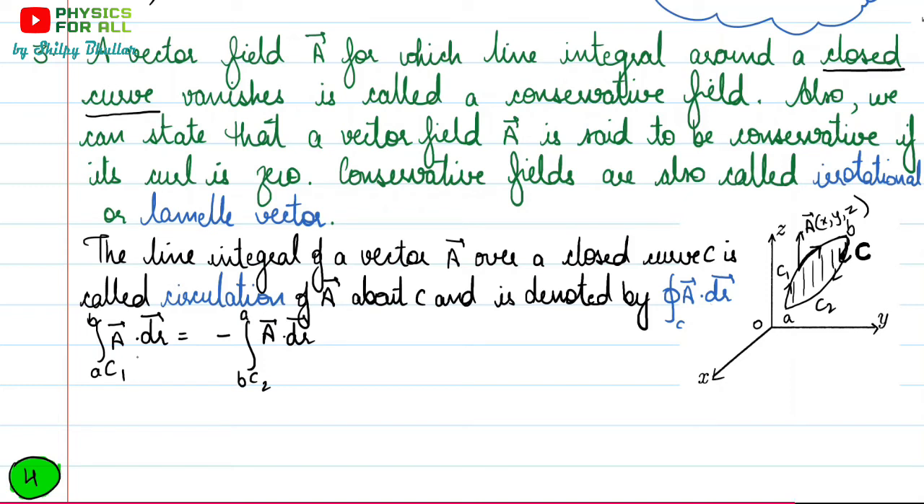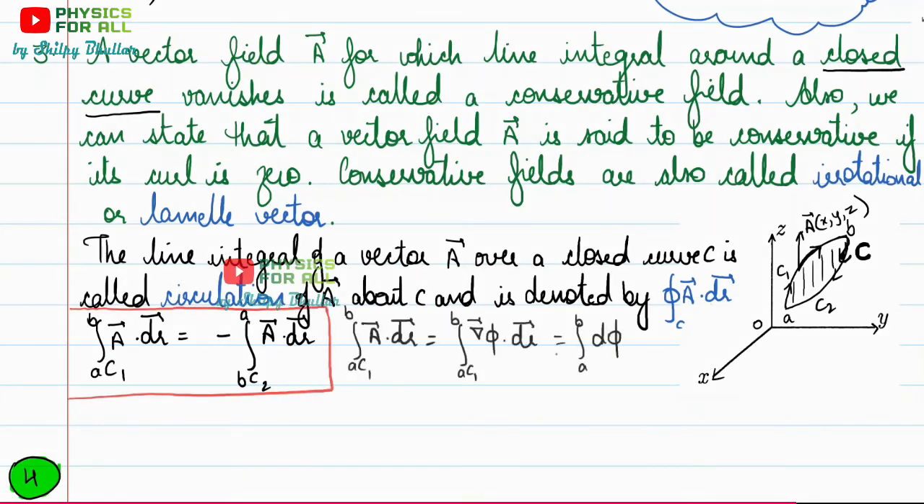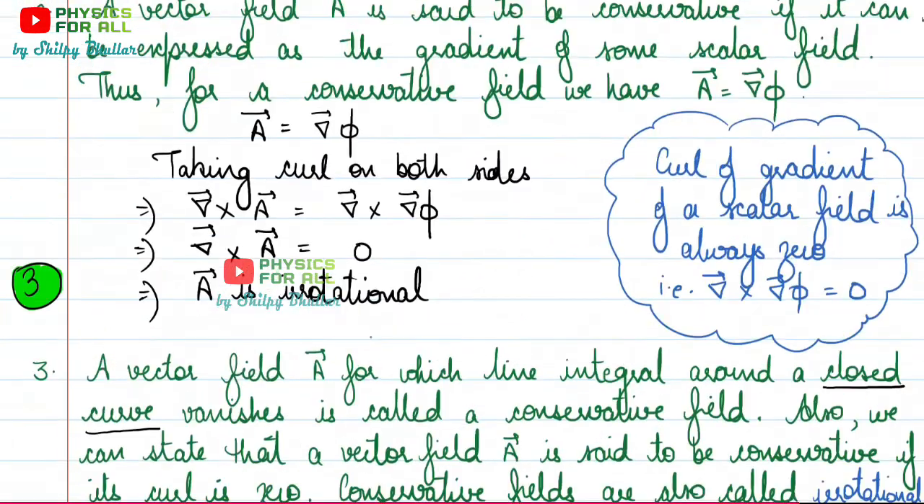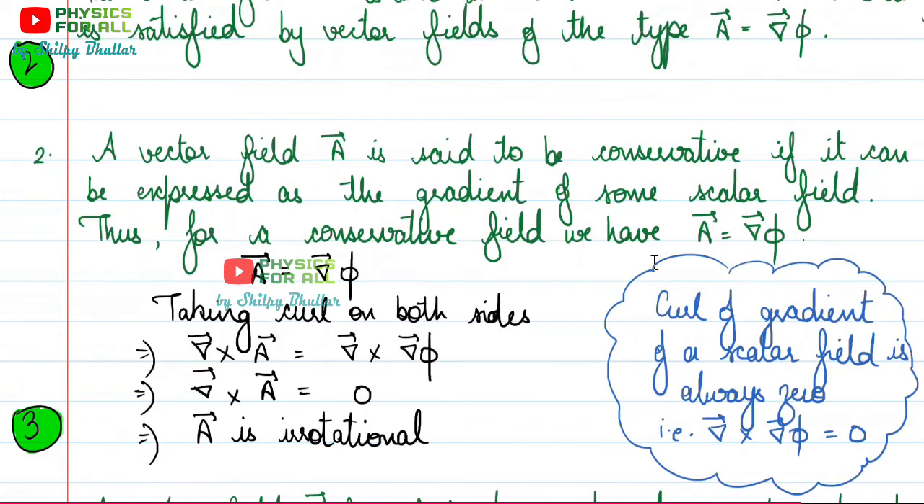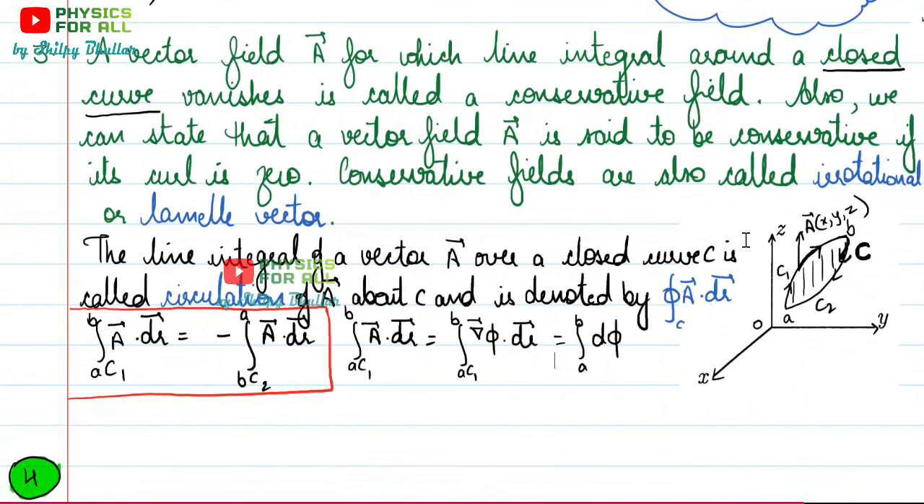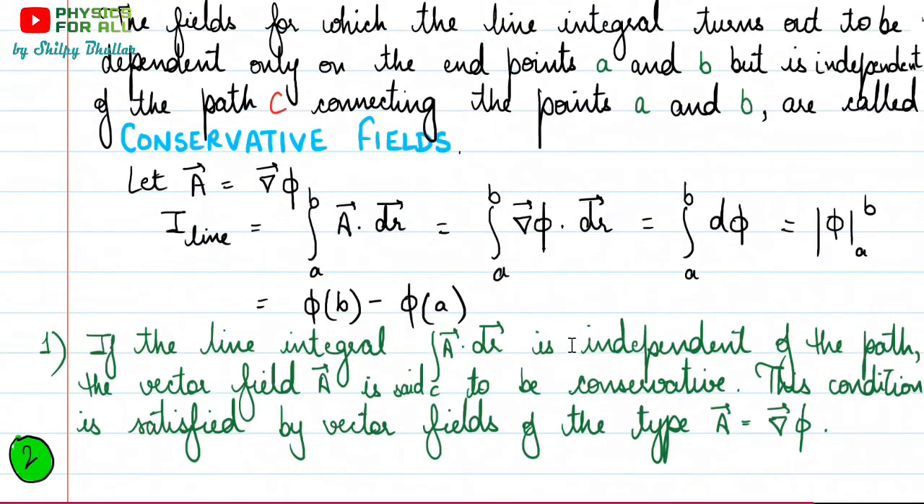Now let's find what A dot dr is. As we discussed before, A here is the gradient of a scalar field, because all this can happen only if vector field A is the gradient of some scalar field. So del phi we have taken, and it's having a dot product with dr, and now we know that del phi dot dr is always equal to d phi. So we obtain d phi, and if we solve it, we would get phi B minus phi A. This is what we obtained before also, the same result.